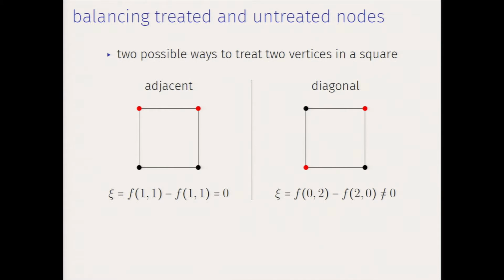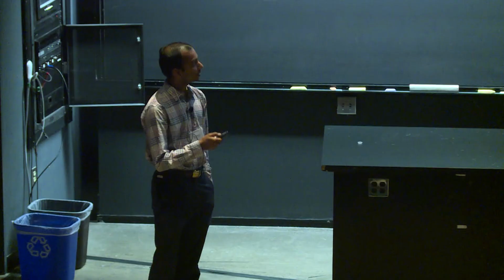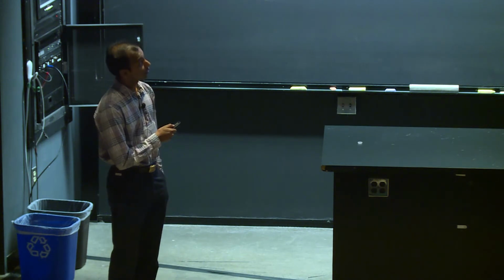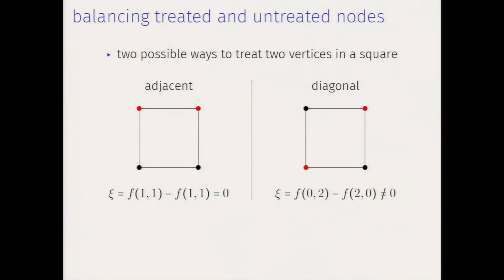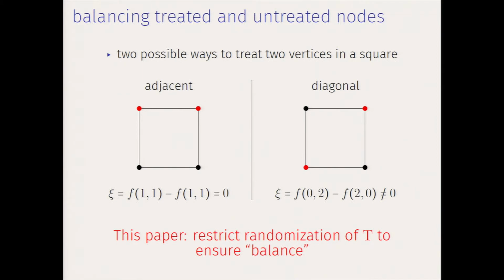On the other hand, if we treat 2 diagonally opposite nodes, then treated nodes have only untreated neighbors, while untreated nodes have treated neighbors. That's a problem, because the average interference effect experienced by treated nodes is f of 0, 2, while the average interference effect experienced by untreated nodes is f of 2, 0. And that difference is not going to be 0 in general. So the strategy that we take in this paper is to restrict the randomization in the choice of treatment group to ensure some kind of balance, basically to stay in situations that look like treatment of adjacent nodes and don't look like treatment of diagonal nodes.